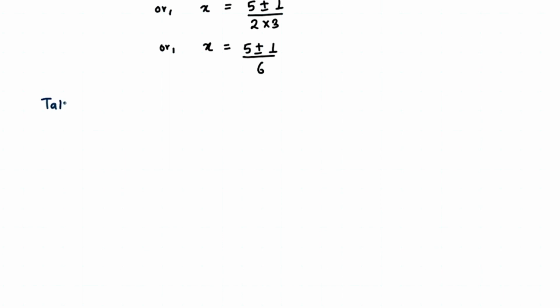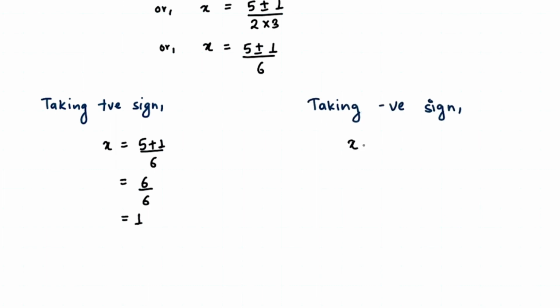Now we take the positive and negative sign. So taking positive sign, we have x equals to (5 plus 1) by 6, which is equals to 6 by 6, which is equals to 1. And by taking negative sign, we get x equals to (5 minus 1) by 6, which is equal to 4 by 6, which is equal to, you can cut this, right? 2 times 2 is 4, 2 times 3 is 6, and 2 by 3. And therefore, we have our two values of x, which is 1 and 2 by 3.